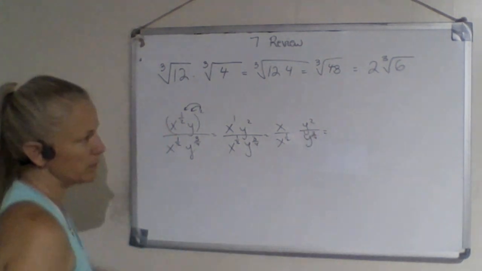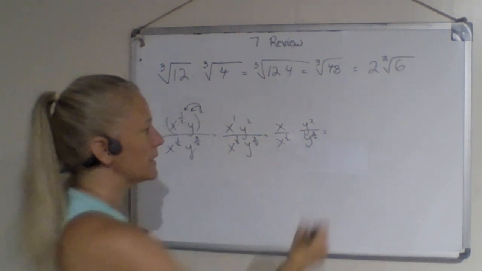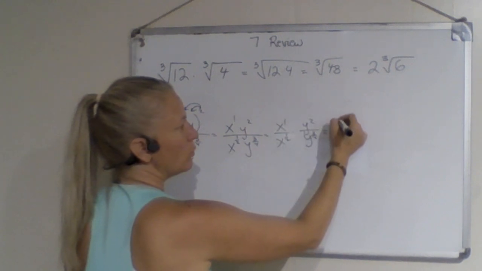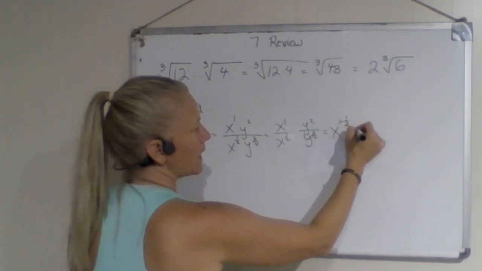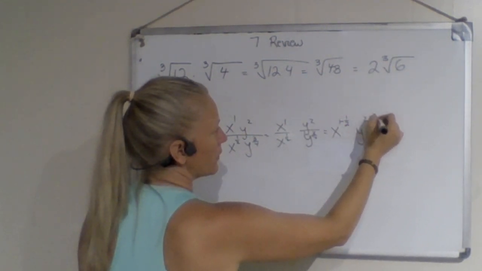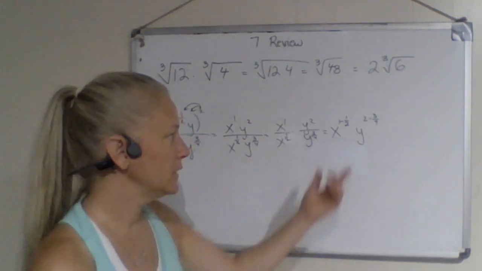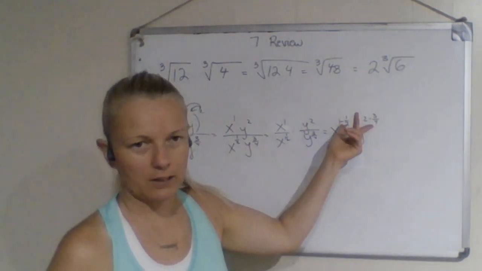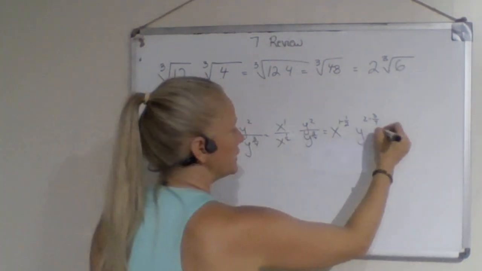Why do I want to do this? Because this is the same base, right? This becomes x to the 1 minus 1/2 times y to the 2 minus 3/4. And I told you before, should you need to do this, you can do this using a calculator. You don't have to stress with fractions if you don't need to.